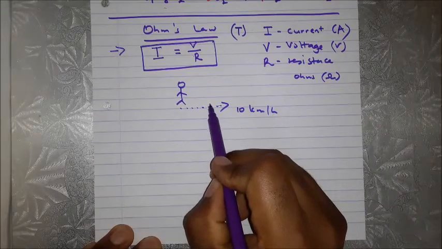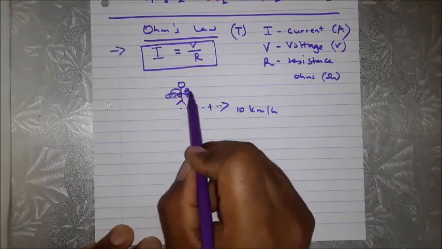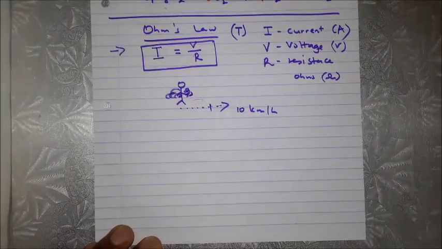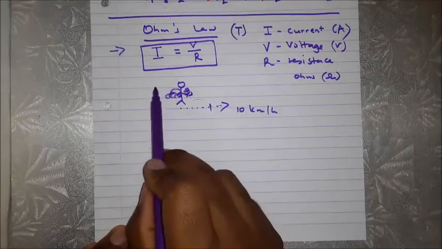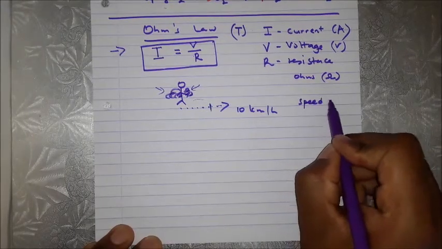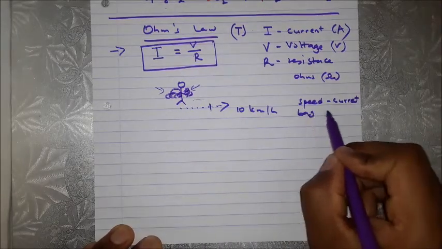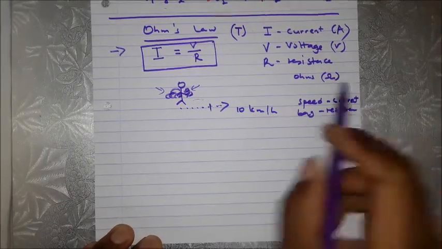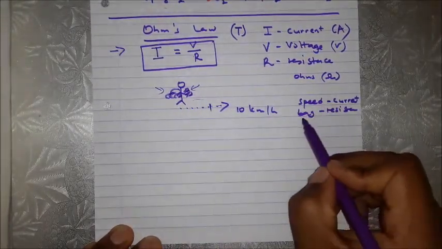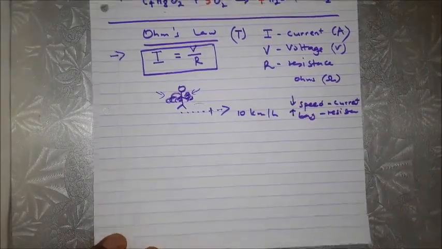And then when you come to the first line, someone gives you 20 bags to carry. So as you are running further now, you're going to see that your speed is going to decrease, because of these bags. So in this case, let's take your speed as current, and let's take the bags as resistance. So the more bags you have, the more your speed is going to decrease. So if the bags increase, the speed is going to decrease. This is what it means right here.